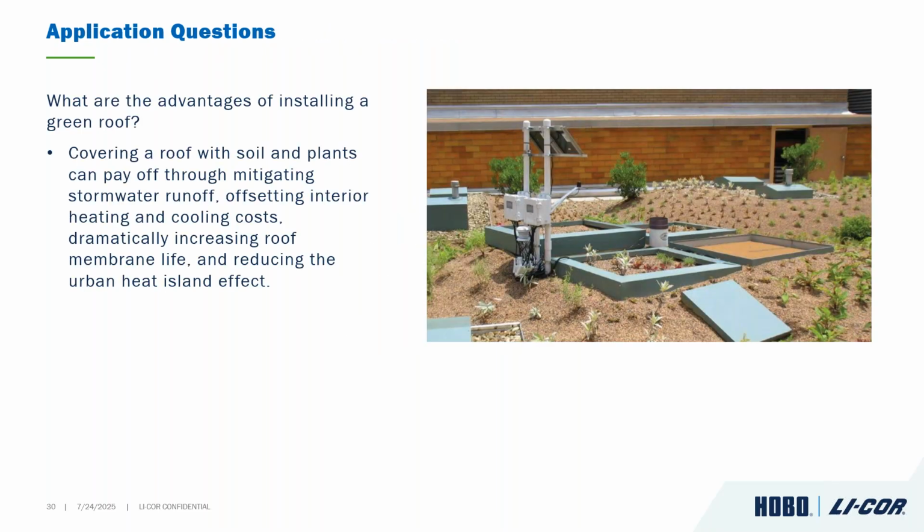The first question that some people might ask is, what are the advantages of installing a green roof? Covering a roof with soil and plants will allow you to save money, which can pay off through mitigating stormwater runoff, offsetting interior heating and cooling costs, dramatically increasing the roof membrane life, and reducing the urban heat island effect to keep your cities cool.